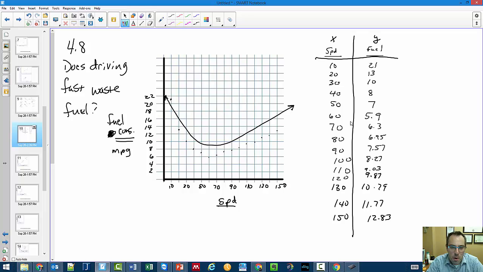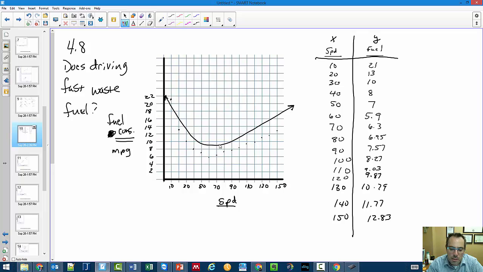They want to know a little bit about why that makes sense. Why does it make sense that as I'm traveling really slow, I have good gas mileage, but it goes down to a certain point, and then it starts to increase as it's going back up, and it's not increasing at the same rate it was decreasing? It's a little bit less, but that would be something to think about.